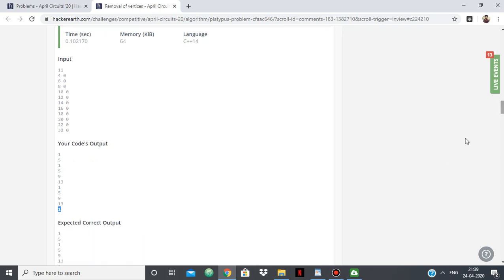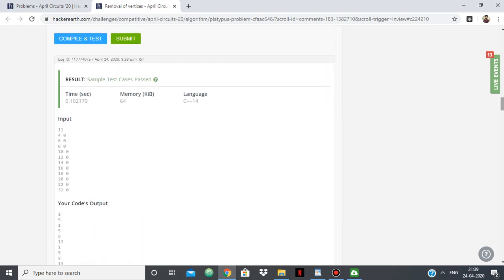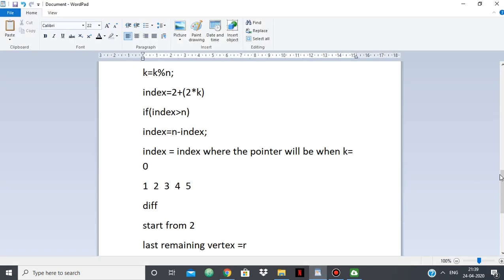So for 6, the answer is 5, meaning that plus 4, and for 8 the answer is again 1 because it is divisible by 2. For 10 it is not divisible by 2, so plus 4, 12 plus 4, 9, 14 plus 4, 13, 16, again back to 1. And this is the last remaining vertex. Last remaining vertex is decided by this pattern for even. So let's go back to even.